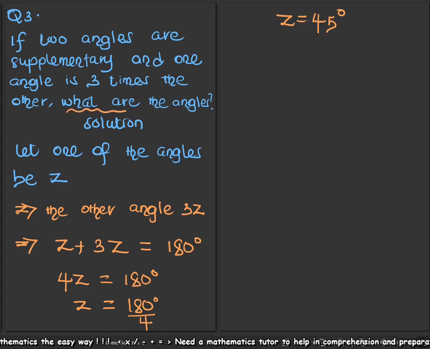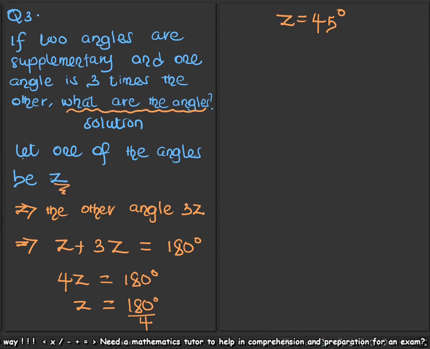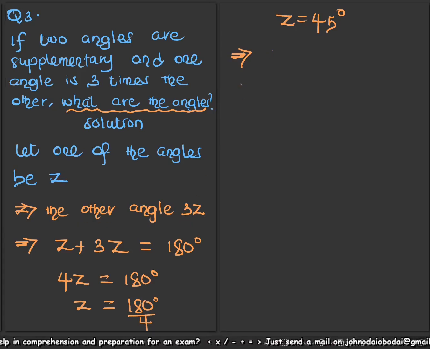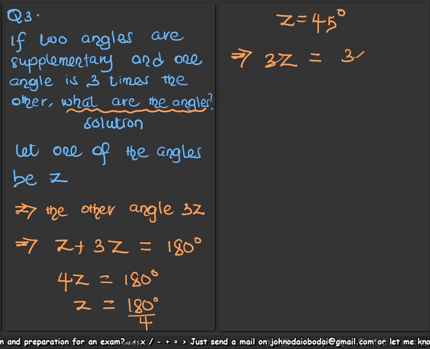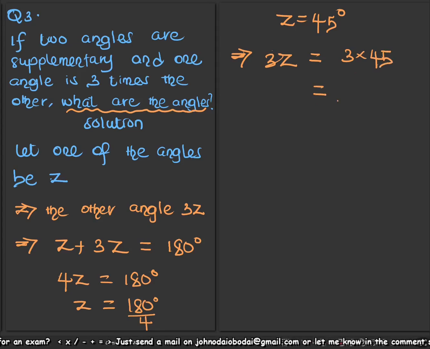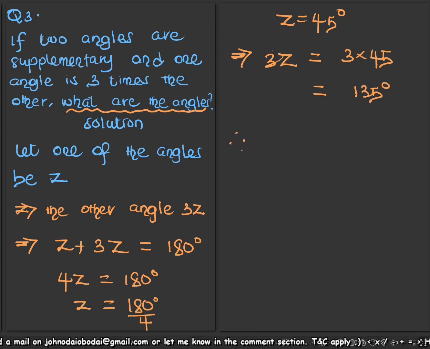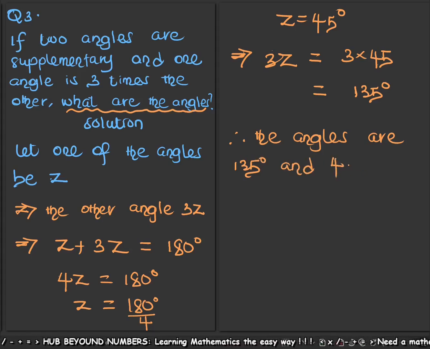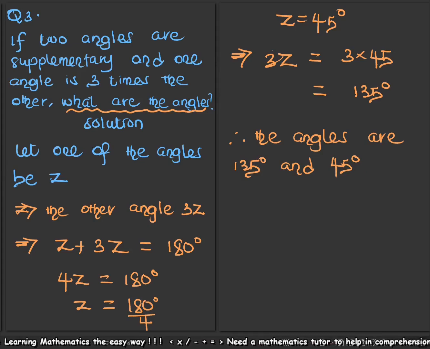But the question says, what are the angles? We have gotten z, and we said one of the angles should be z. So z is 45, and the other is 3z. So 3z is 3 times 45, and 3 times 45 gives us 135. Therefore, the angles are 135 degrees and 45 degrees. As simple as that. So basically, this is how we solve questions that involve supplementary and complementary angles.